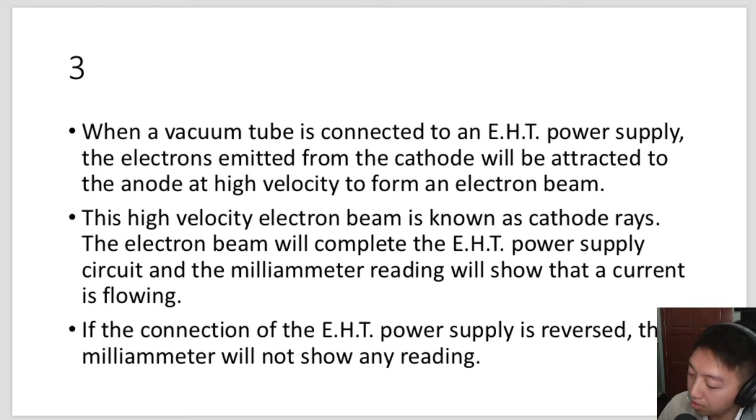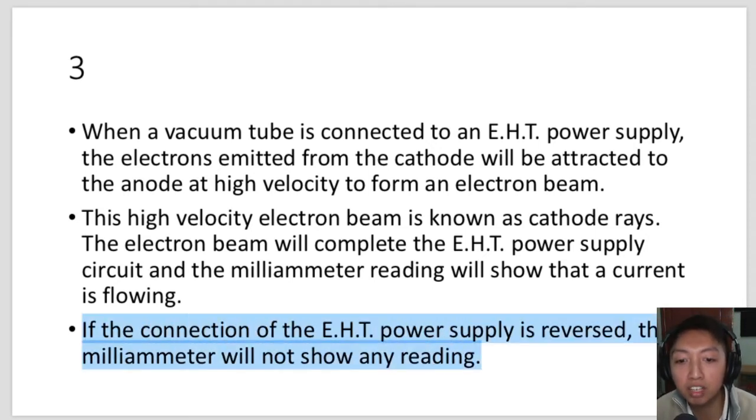Sometimes you call this an electron beam, sometimes you call it a cathode ray because it comes from the cathode. So the electron beam will complete the EHT power supply circuit, and the milliammeter. It's just an ammeter, but since we're dealing with smaller current, it's a milliammeter. A milliammeter will show that a current is flowing. So if you connect an ammeter, or in this case a milliammeter, you can see that there is current flowing in the circuit. Now here's something very interesting.